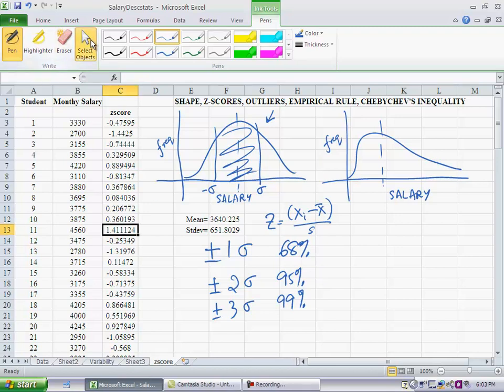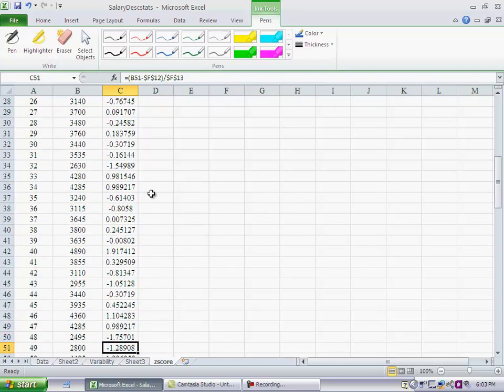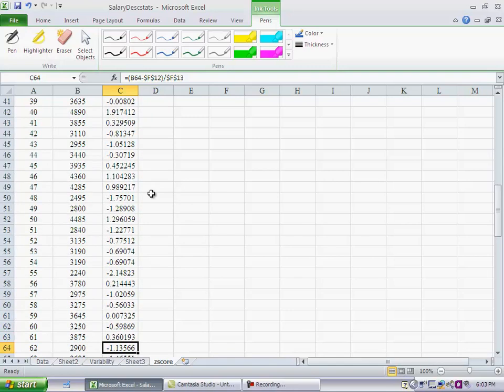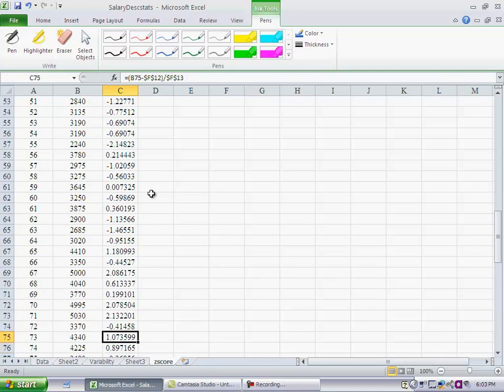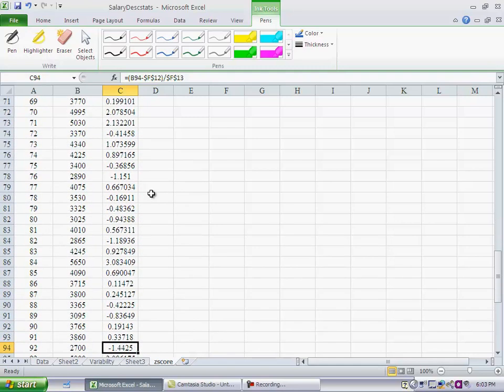Now if I scan through the z-values that I have for this data set, for this variable monthly salary, I don't seem to see any values that are beyond plus or minus 3. We have some that are relatively far apart. For example, this one's 2 standard deviations out, student number 70, and then student number 71 is also quite a ways out. But I don't see anything.